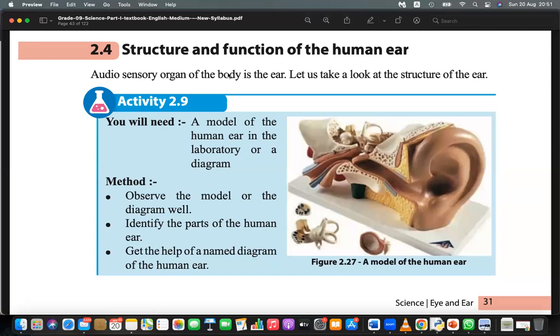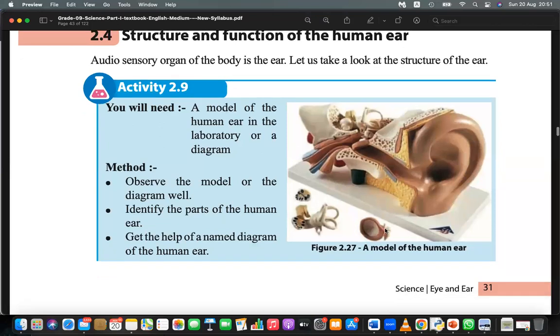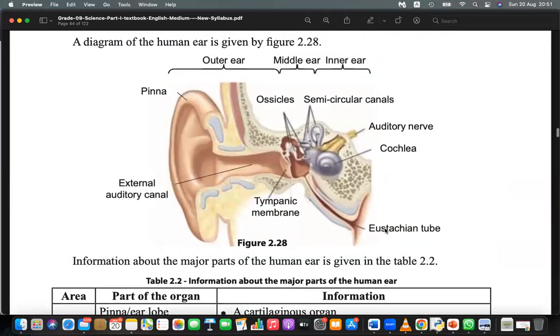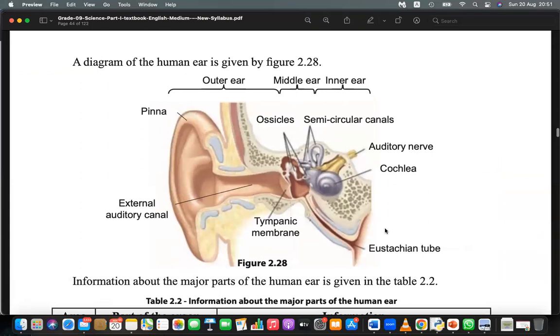And then the structure and function of the human ear, that is what we need to discuss today. Here you can see a 3D model of the human ear, and this shows some parts of it. It is also a complex organ and system inside our body. There are three components: outer, middle, and inner ear.